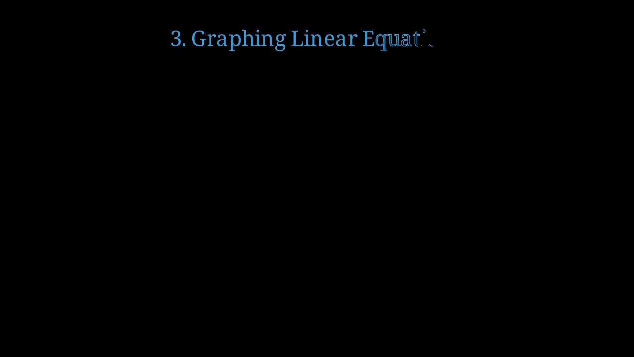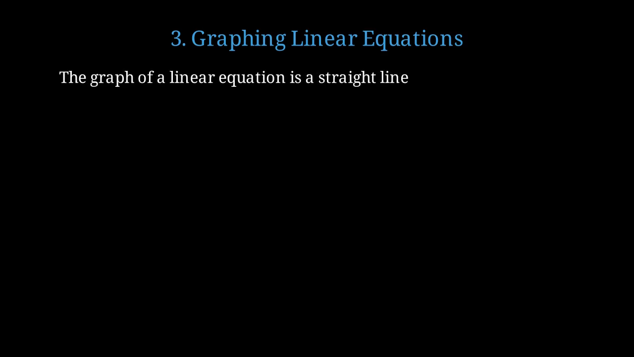Now let's learn how to graph linear equations. The graph of a linear equation is a straight line. For example, the graph of the equation 2x plus 3 equals 5 is a straight line.